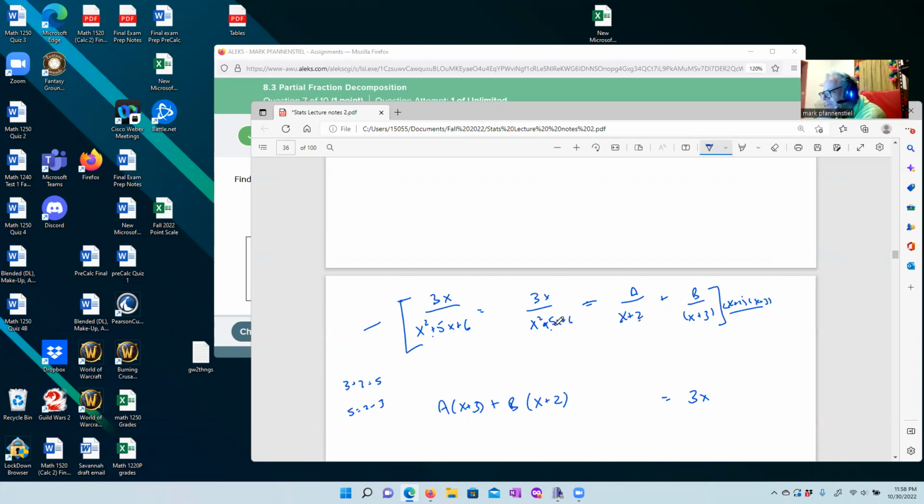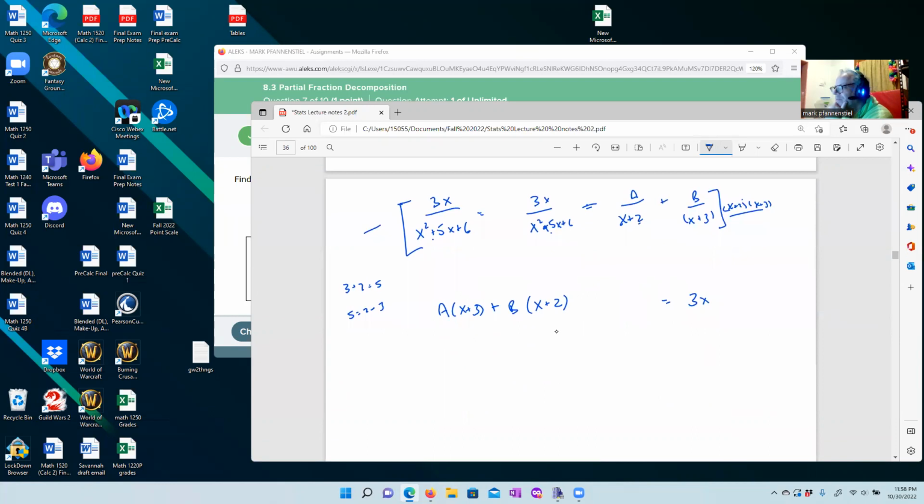And again, this would be a perfect candidate to show you guys the shortcut. And all this means is we're going to say we have Ax plus 3A plus Bx plus 2B is equal to 3x. So what we're going to do is say, I'll bet all the x stuff adds up to 3, because that's all the x stuff on the right-hand side.